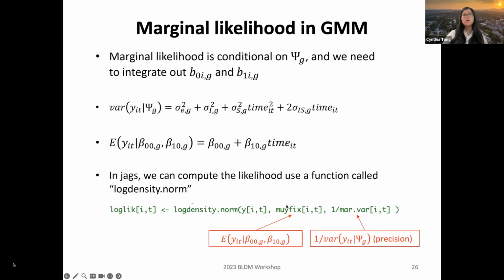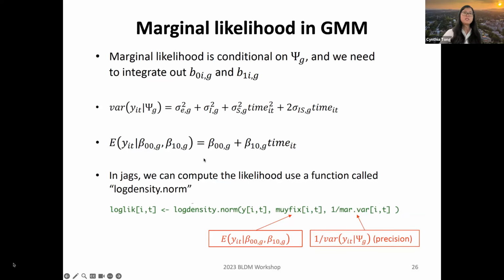And then we just need to specify the marginal mean of it, and also the precision parameter of it. Here in JAGS, everything is based on precision, but precision is actually just the inverse of the variance. So we just need to calculate the expectation of YT conditional on the fixed effects, and also the variance of YT conditional on the variance parameters.